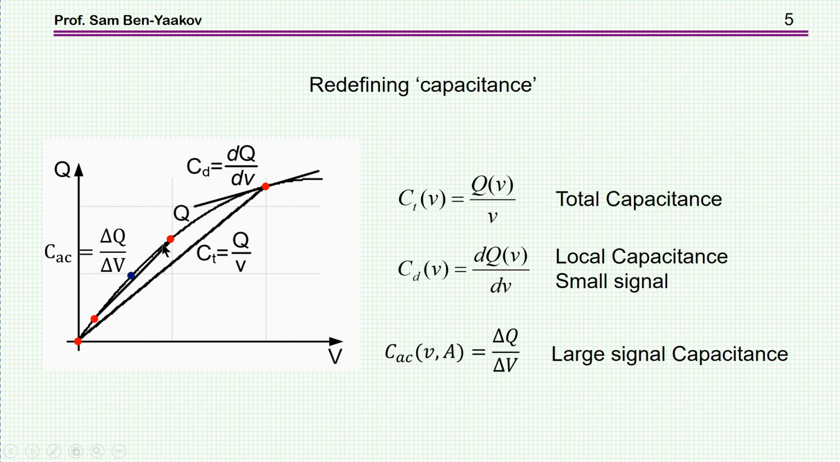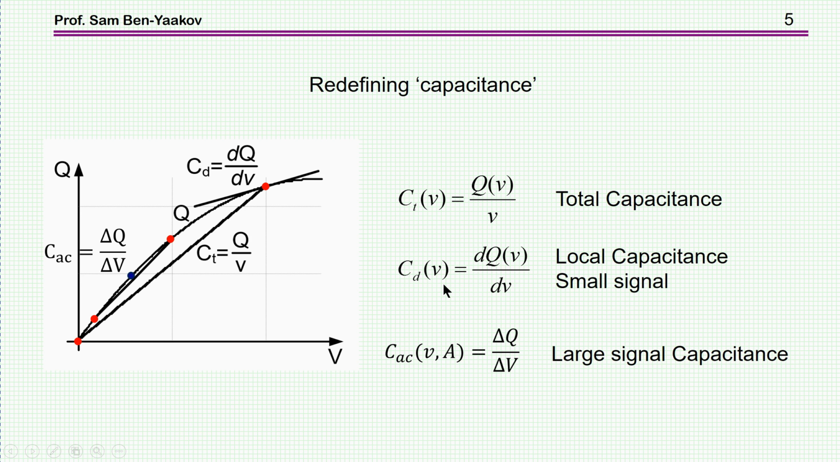Once you have this curve, you can actually define 3 types of capacitances. The first one I call total capacitance. This will be the ratio between the charge and voltage at any given point. Say at any given voltage, say at this point, the ratio between the charge and the voltage can be defined as the total capacitance at this point. This is represented by this straight line. Obviously, for any other point, we're going to have another straight line with another slope.